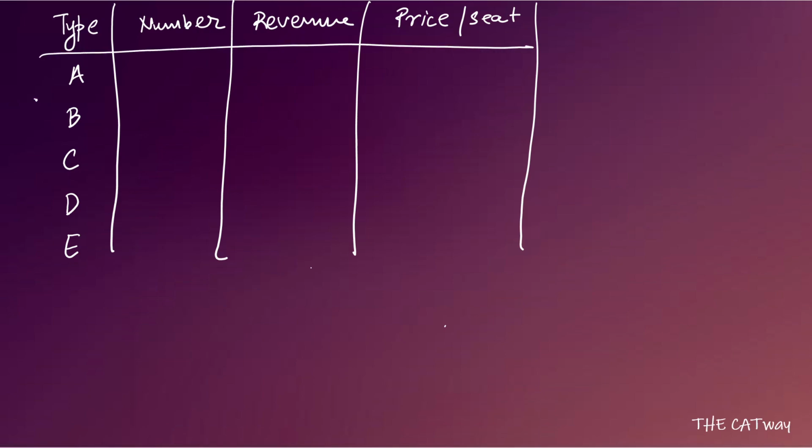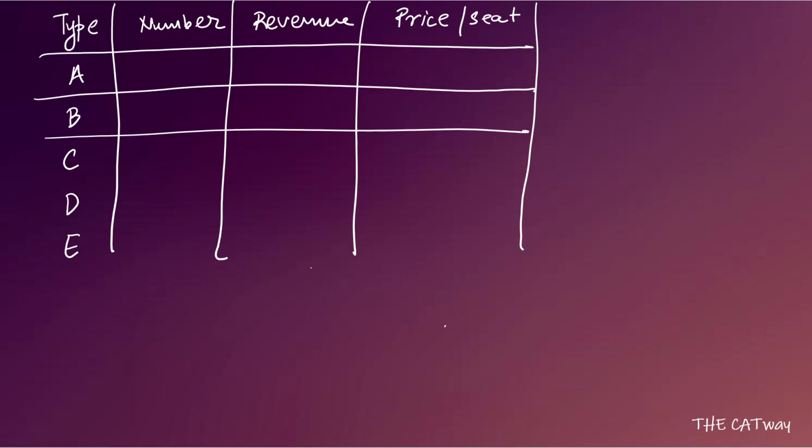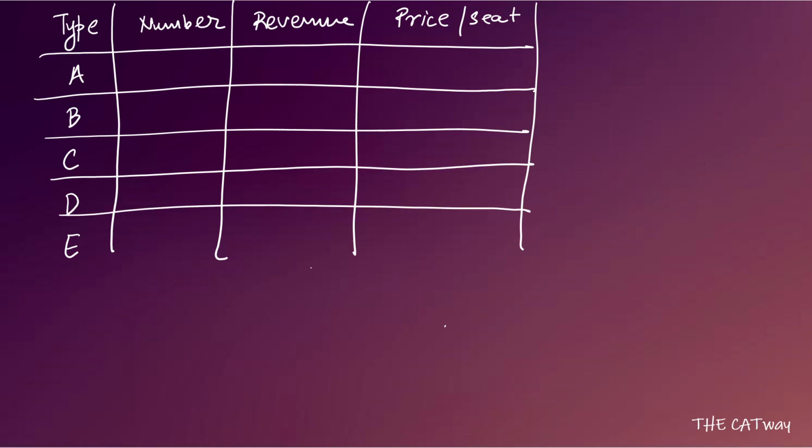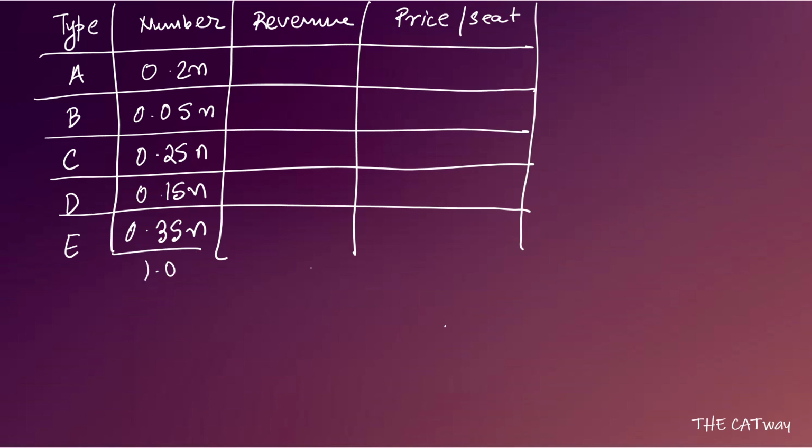Okay guys, Acha, we have been given that for the type of seat A, the number of seats of type A are 20%. That means it will be 0.2n because the total we have taken as n. Similarly for B it will be 0.05n. Similarly for C it will be 0.25n because C is 25%. D is 15%, so 0.15n, and E is 35%, so 0.35n. If you add them also, they will add up to 1.0n, which we took as the total number of seats.